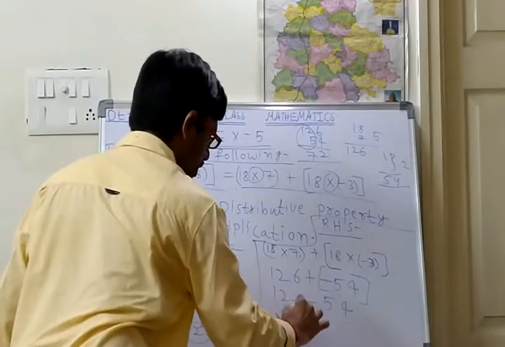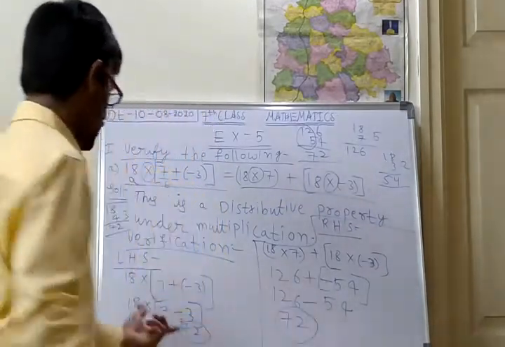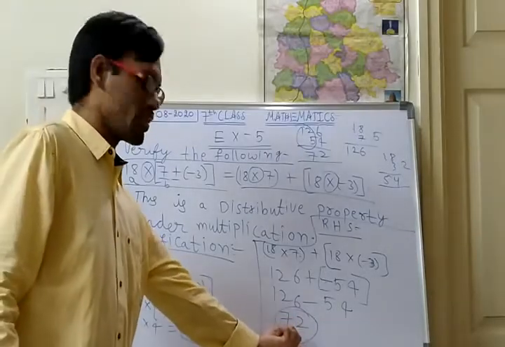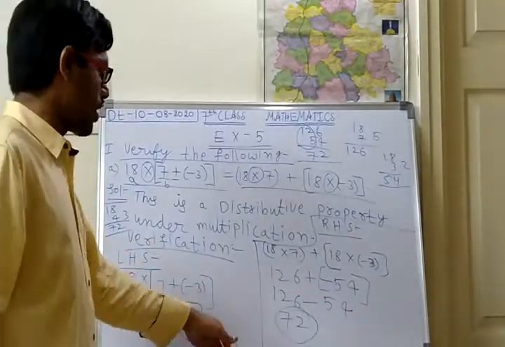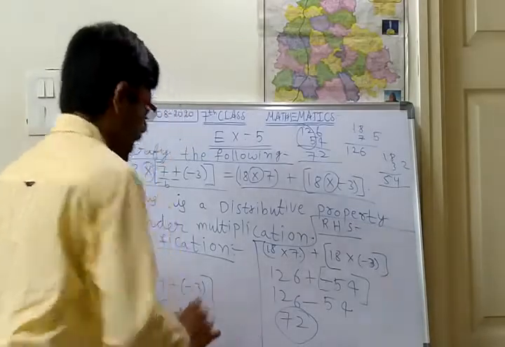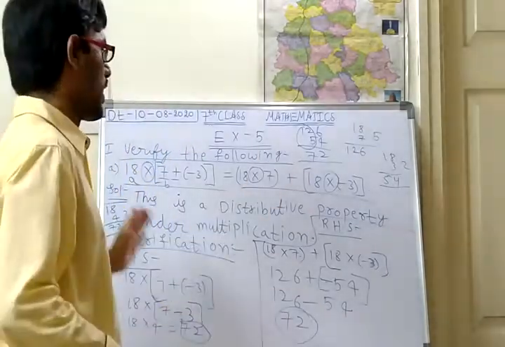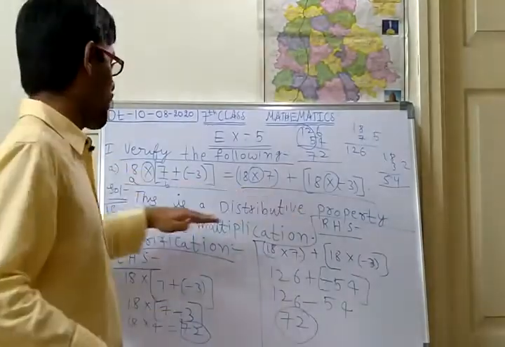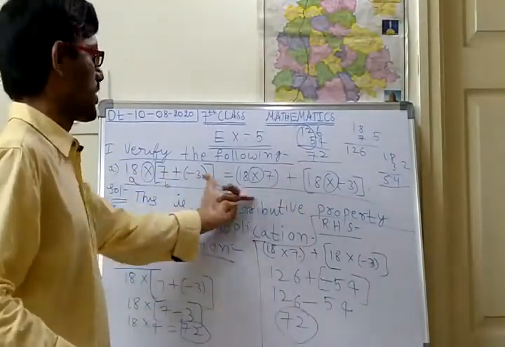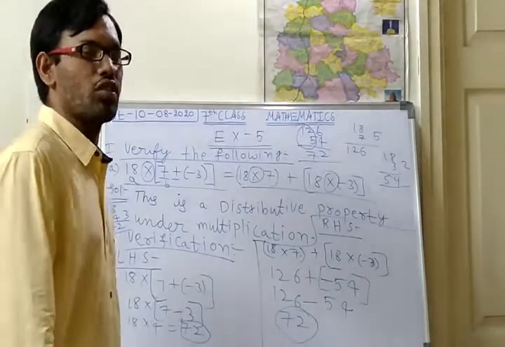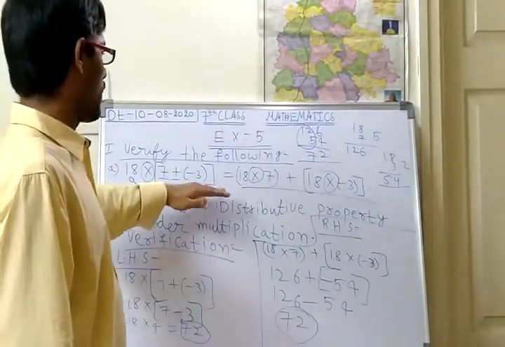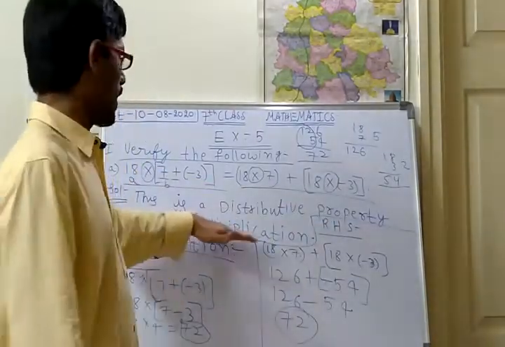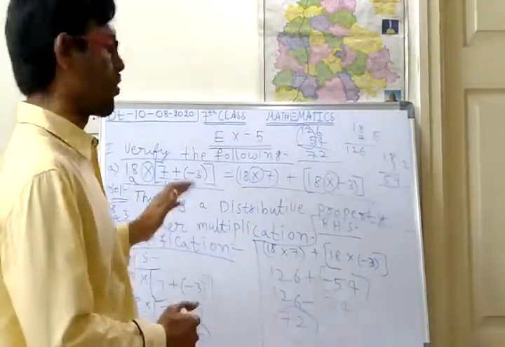So what is the answer? 72. Check the LHS and RHS part. LHS is 72, RHS is also 72. So here what you have to write? You have to write LHS is equal to RHS. Therefore, distributive property under multiplication is satisfied for this problem. You have to write: the given equation satisfies the distributive property under multiplication. Like that you have to write.